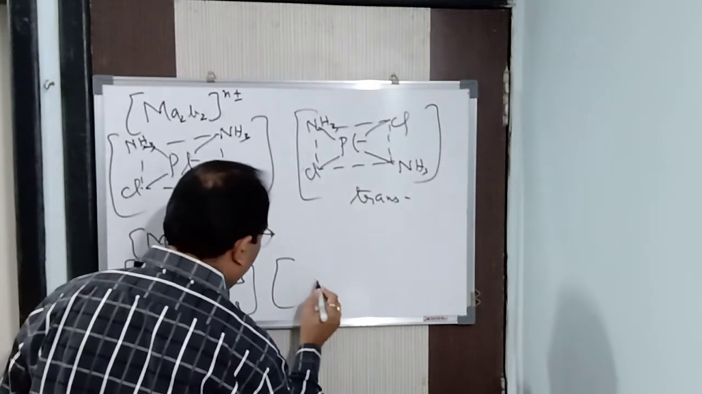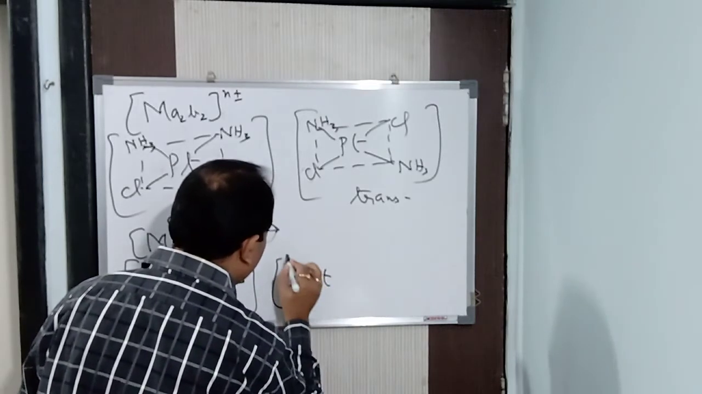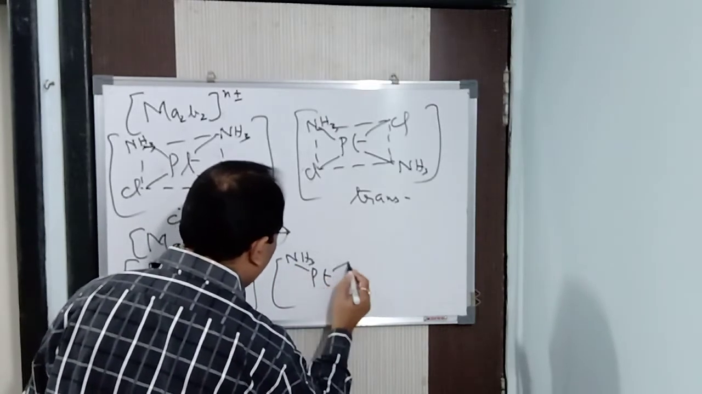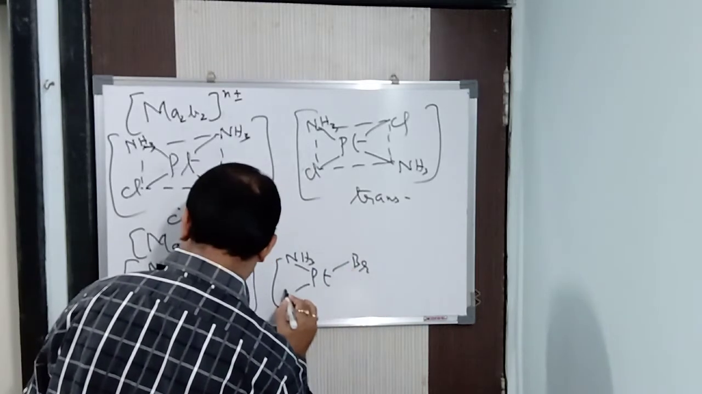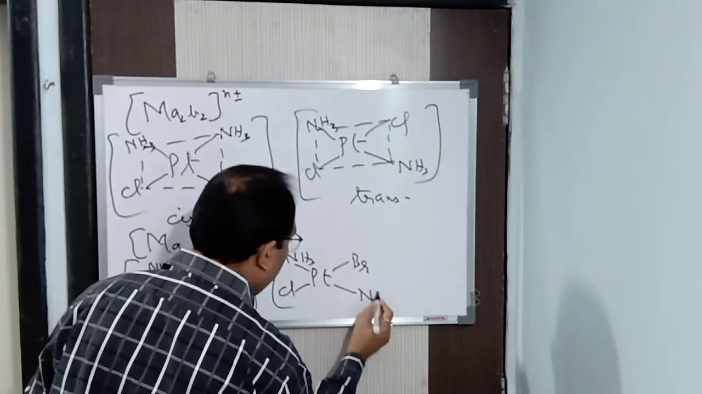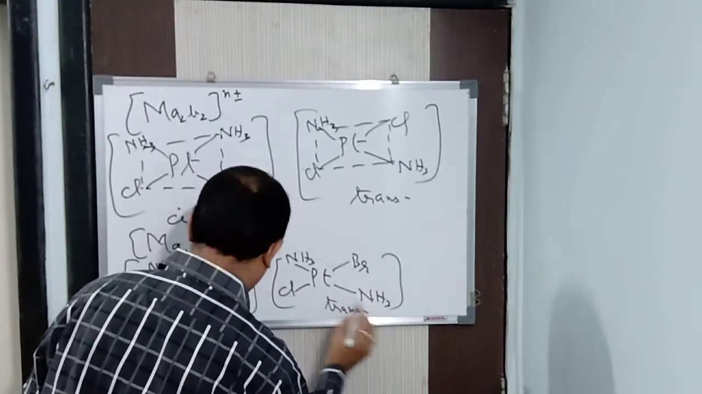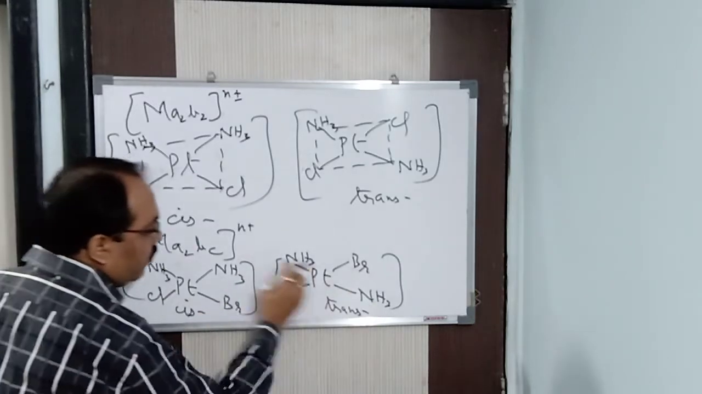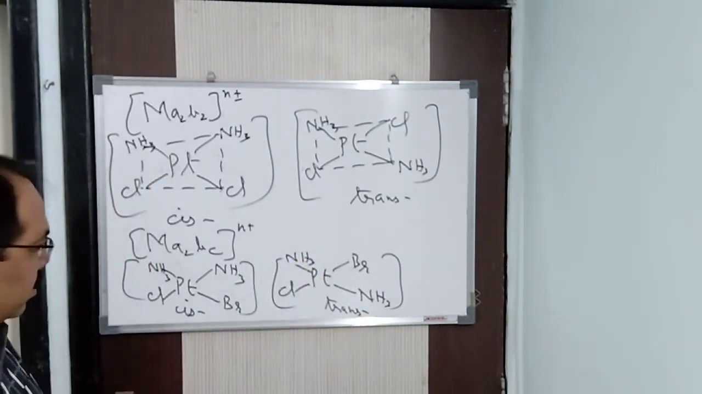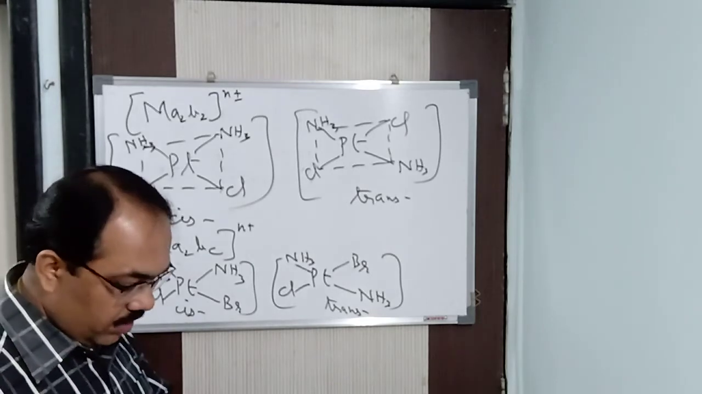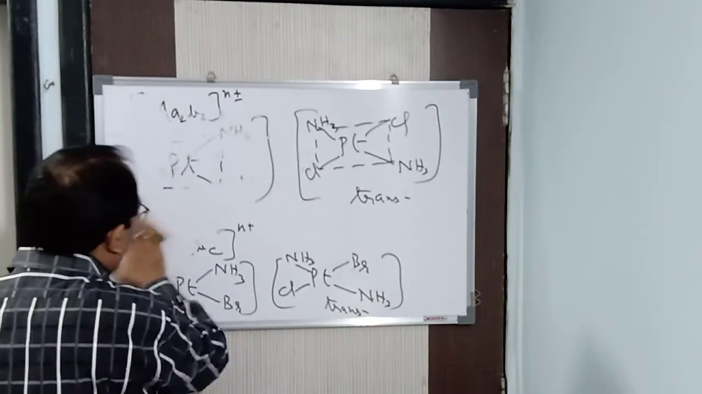Alright, trans, now I think it is clear to you what I want to do. In case of trans, it will be NH3 here, then here Br, and here Cl, and here NH3. See, this is your trans, this is your cis. One of the diagonals is same, we can say that. Got it? So Ma2BC, N plus minus, clear?